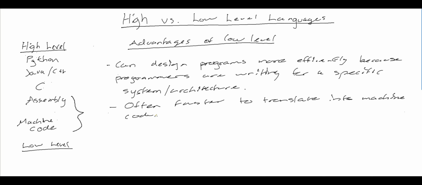Particularly if fast compile or translation times were really important, they would often go for assembly language over, say, a higher level language. But nowadays, with faster computers, compile and translation times are not so much of a factor in deciding which language to use for a particular project.